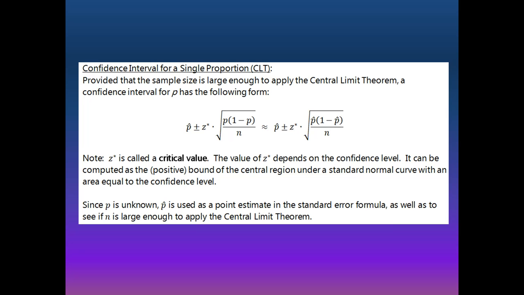So what that means is that if you wanted the critical value for a 95% confidence interval, you'd have a standard normal distribution with an area of 0.95 in the center, and then you would want the bound or the cutoff for that. Probably the positive one. The negative one would work fine, but the algebra feels a little bit simpler with the positive value.